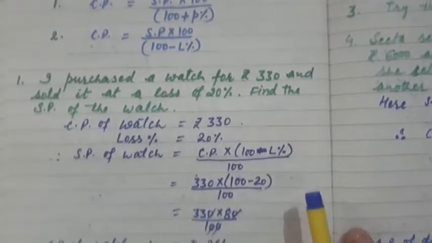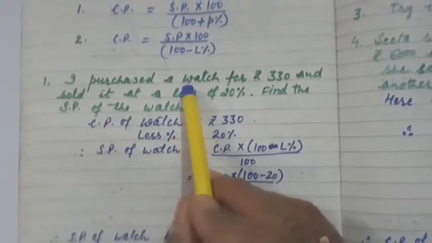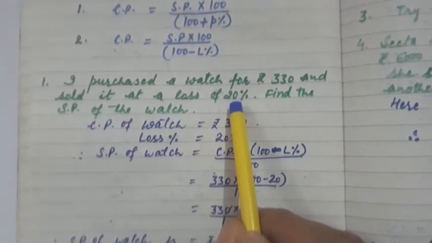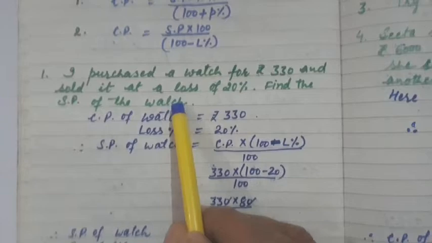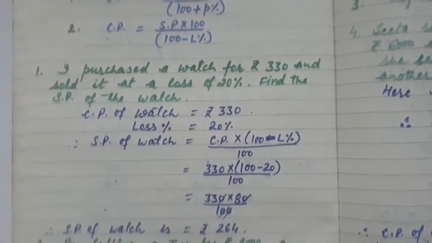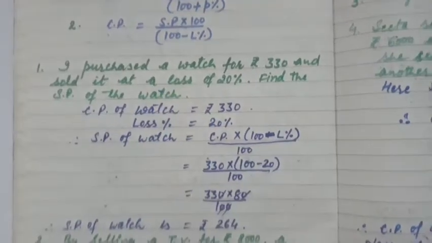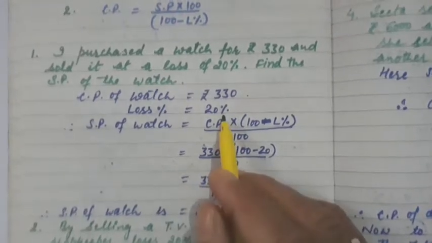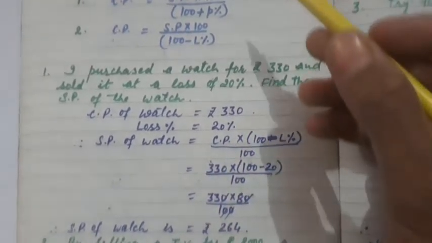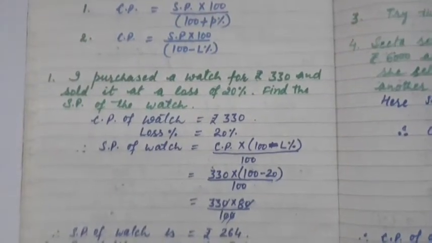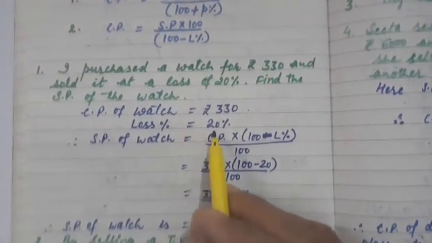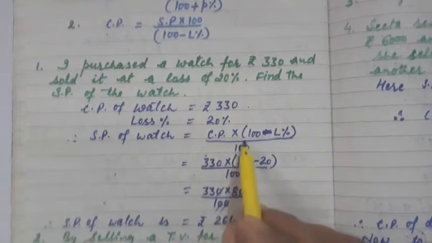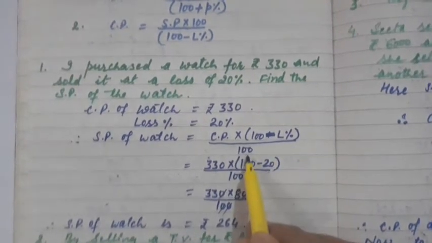The first question of this exercise is given. I purchased a watch for rupees 330 and sold it at a loss of 20%. Find the SP of the watch. In this case, CP of the watch is given, that is rupees 330, and loss percent on it is given, 20%. These formulas we will use when the profit or loss percent is given. In this question loss percent is given, so directly we can use this formula. SP of watch becomes CP into 100 minus loss percent upon 100.